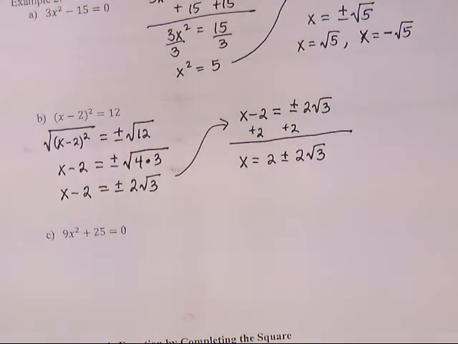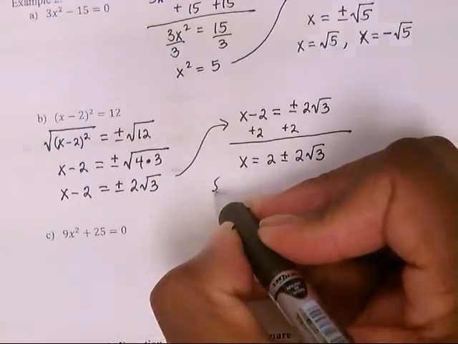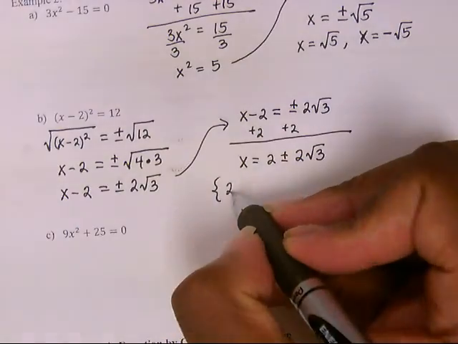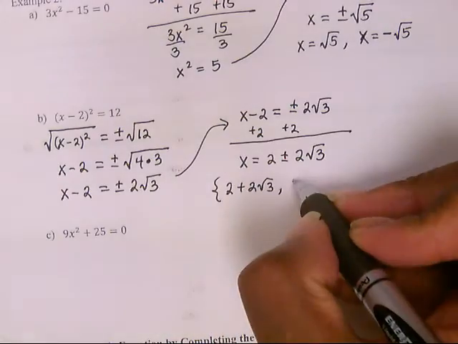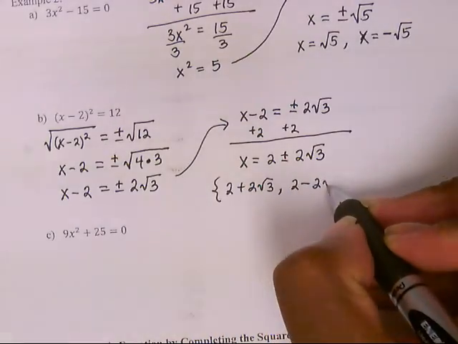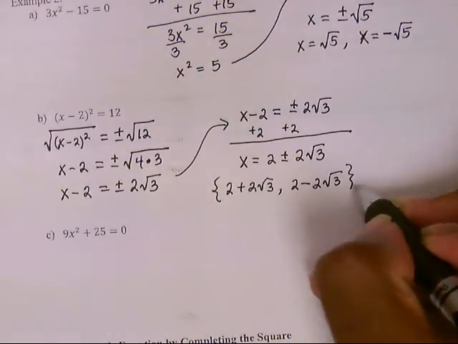Now again, it doesn't have the plus or minus symbol in it, so that means we need to write that as 2 separate answers. As 2 plus 2 square root of 3, and the other one is 2 minus 2 square root of 3.